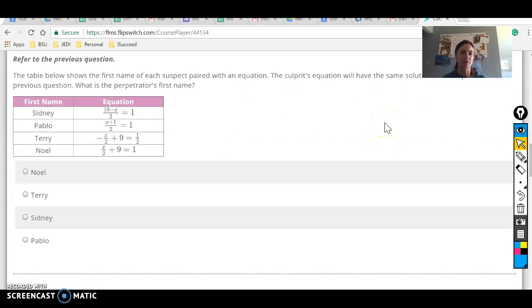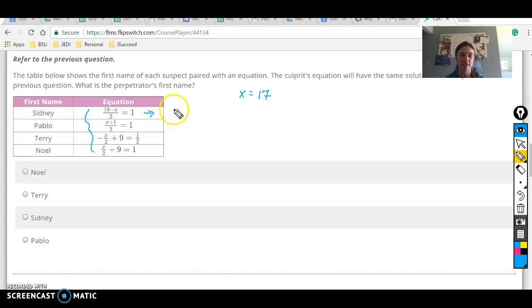Okay, the table below shows the first name of each suspect paired with an equation. The culprit's equation will have the same solution as the equation in the previous question. So our solution was x equals 17. And so we need to figure out which one of these will also give us x equals 17. So let's just go ahead and work through each of these.